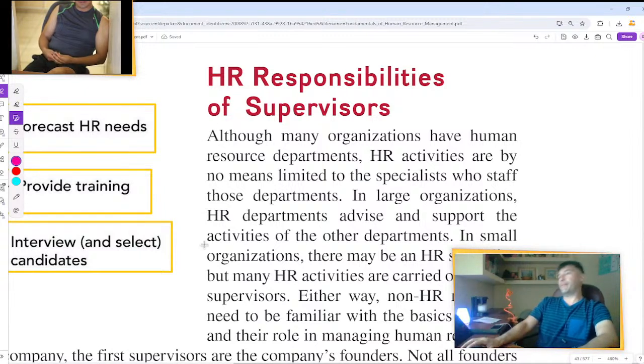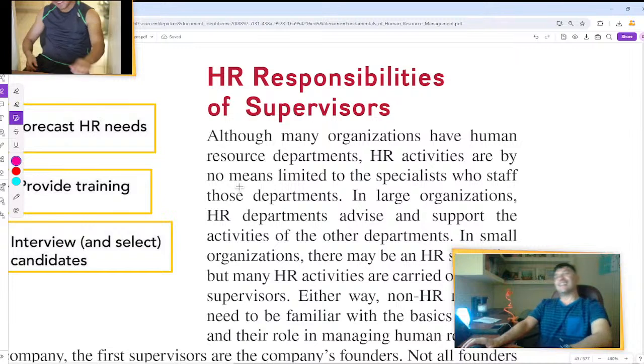Although many organizations have human resources departments, HR activities are by no means limited to the specialists who staff those departments. In large organizations, HR departments advise and support the activities of the other departments. In small organizations, there might be an HR specialist.